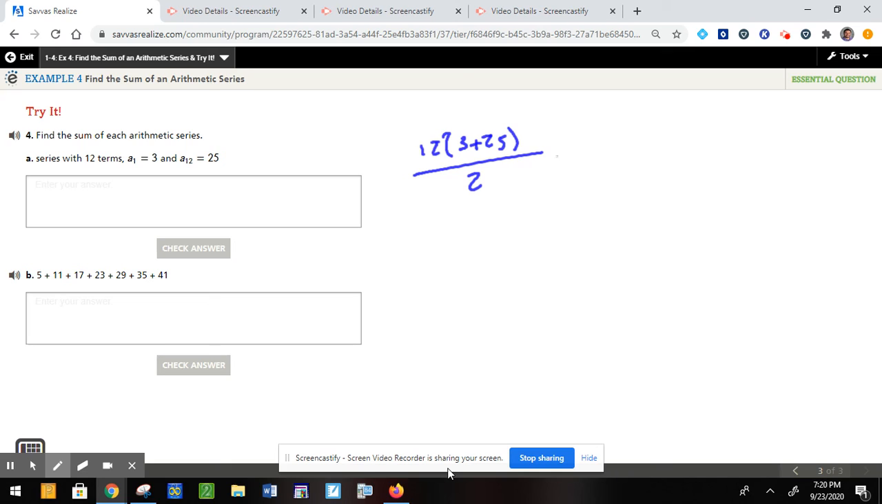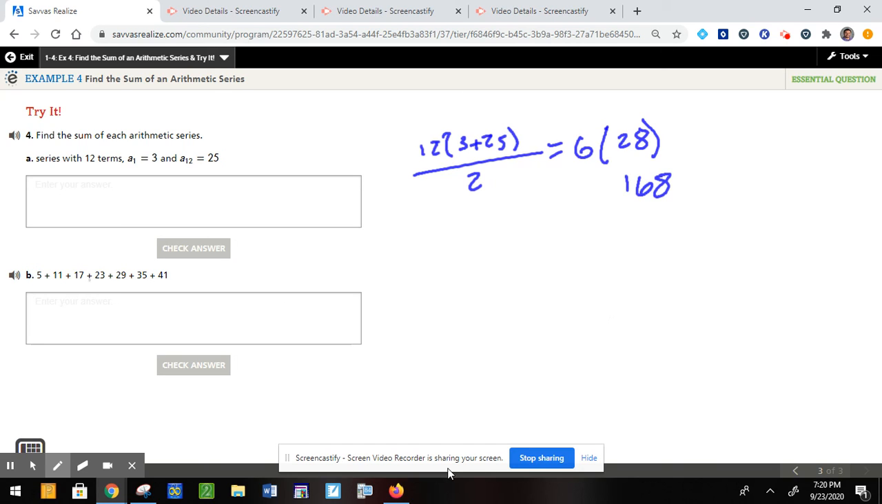I would simplify it. So I just think it's easier just to say, all right, well, that's now 6 times 28. So that's going to end up being, well, 6 times 30 would be 180. Take 12 away, it's going to be 168.